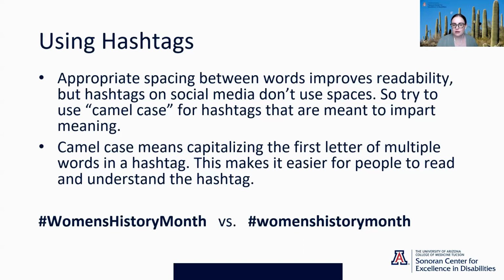So check out this example on the bottom of the screen. We have hashtag Women's History Month with the W and the H and the M capitalized. And that is going to be much more readable than hashtag Women's History Month, all lowercase. I use this as an example because this is a hashtag that might impart meaning. At the end of your post, you might want to include that to draw attention to the fact that you're sharing content related to Women's History Month.